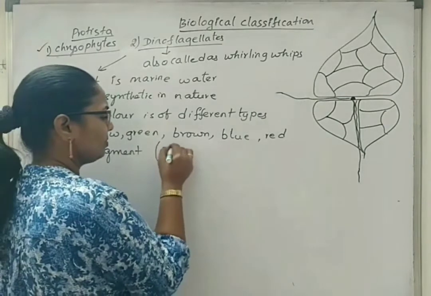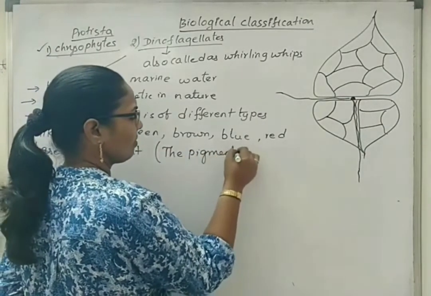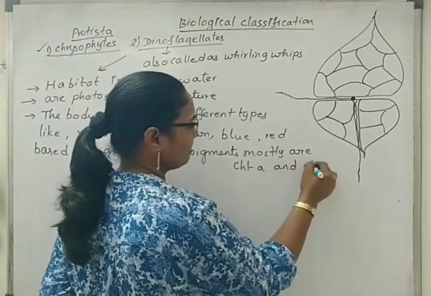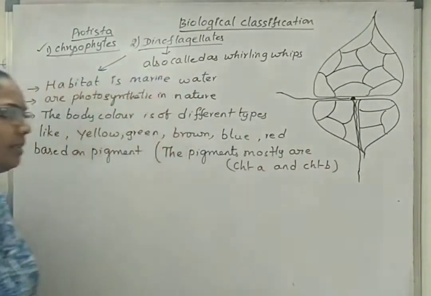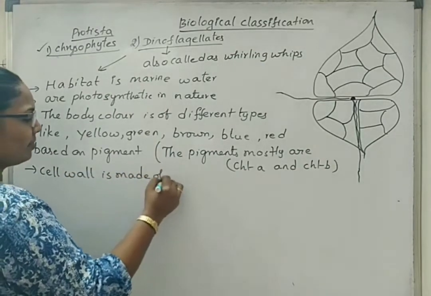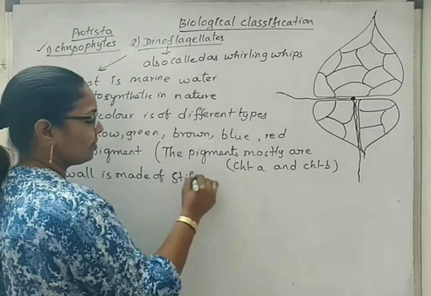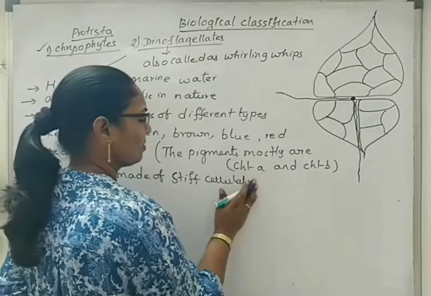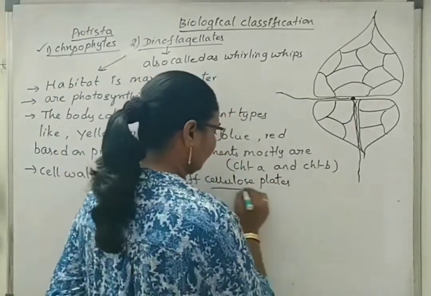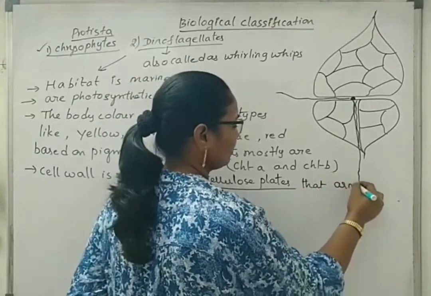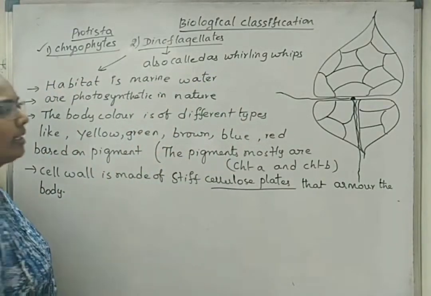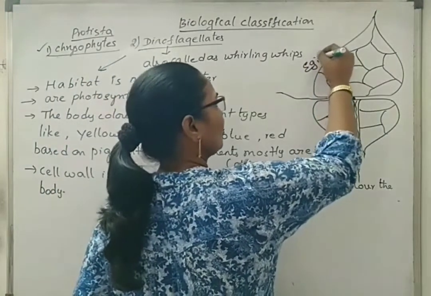The pigments are mostly chlorophyll A and chlorophyll B. The cell wall is made of stiff cellulose plates that armor the body. Here we can take an example of a dinoflagellate, Gonyaulax.